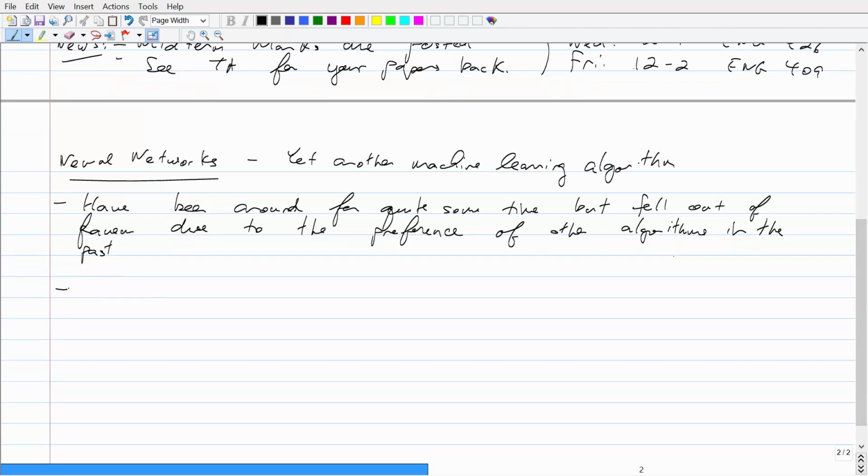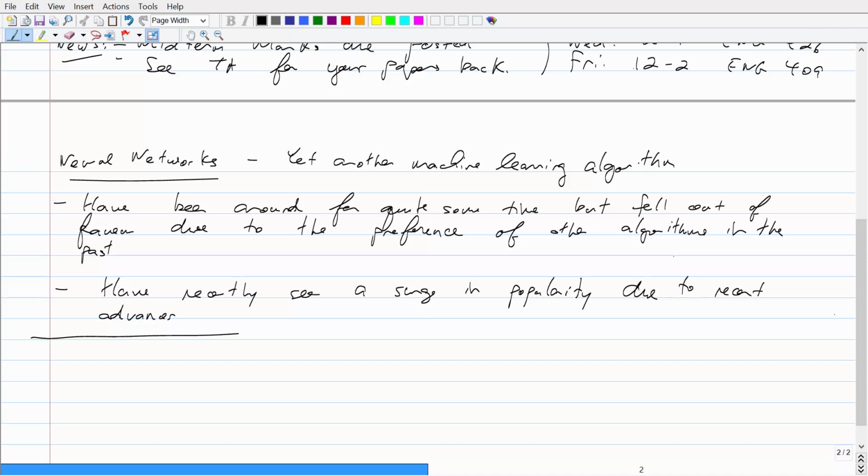Okay, so they have recently seen a surge in popularity due to recent advances. I'm going to talk about a few applications of neural networks that are currently being used in practice, even though you may or may not know it.